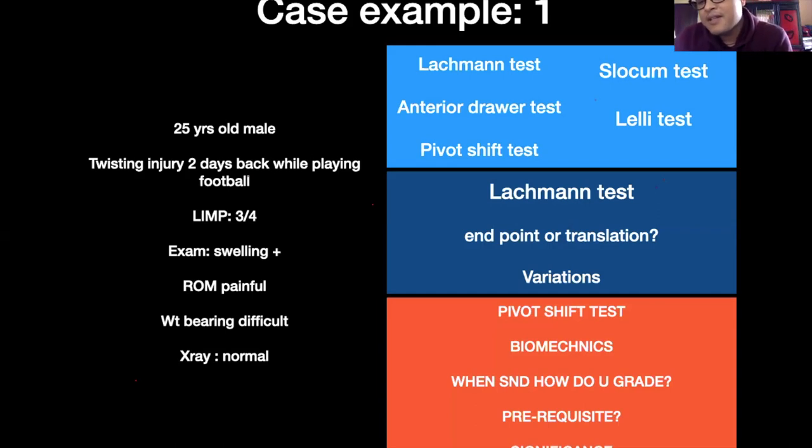Sir, Lachman test, there are 2 things, endpoint or translation. So what is more important? Endpoint. Why, sir? Because you can have a lax knee, but the ACL can still be intact. So the endpoint will tell you. Any reason, sir, for having laxity? Hyperlaxity. Hyperlaxity with a high Beighton score, maybe a partial tear. An endpoint which is firm says there's an intact ACL, but an endpoint which is soft says that the ACL is torn.